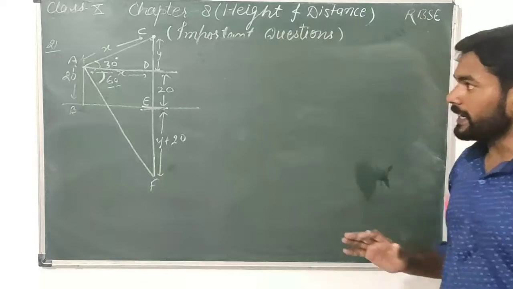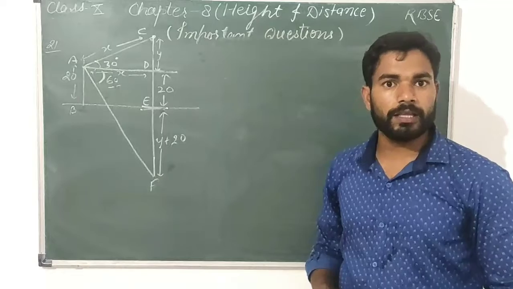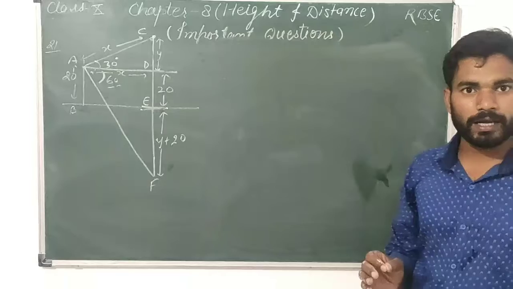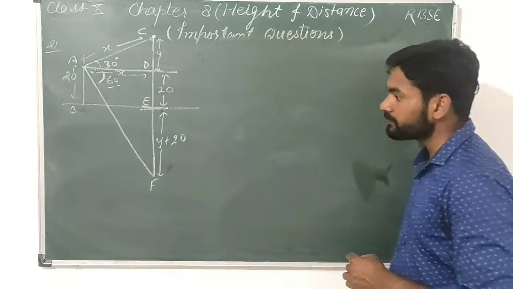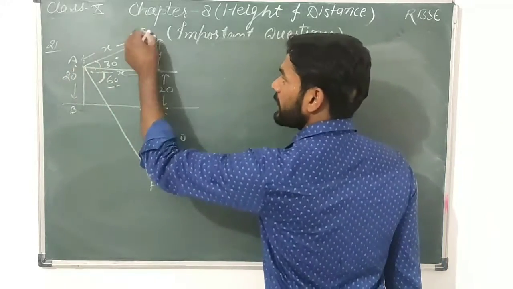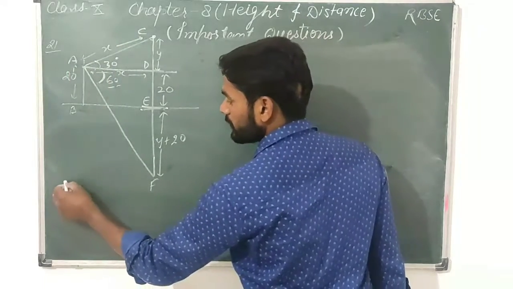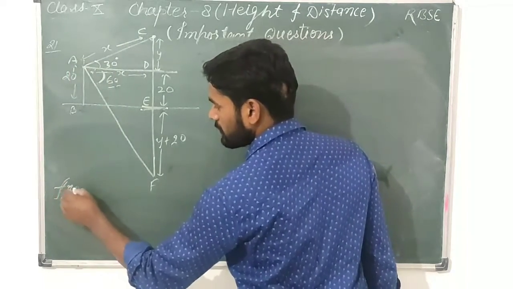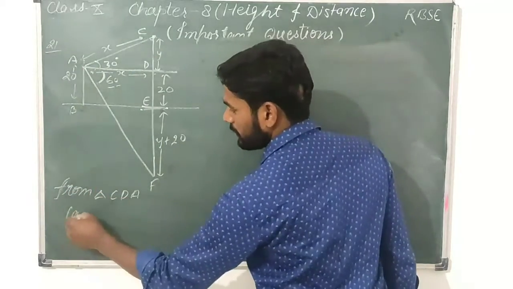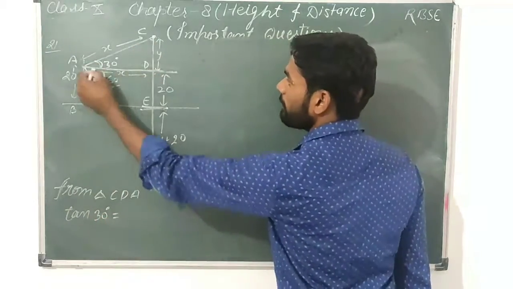You will write everything regarding the structure as we mentioned, the total lengths, A, B, C, D alphabets, labelled diagram, everything in your notebook. Otherwise the examiner can reduce your marks in this question. So one by one I am directly solving, and I am using here the triangle ACD. From triangle CDA or ADC, whatever you want, from triangle CDA, tan 30 degree is equal to y upon x.